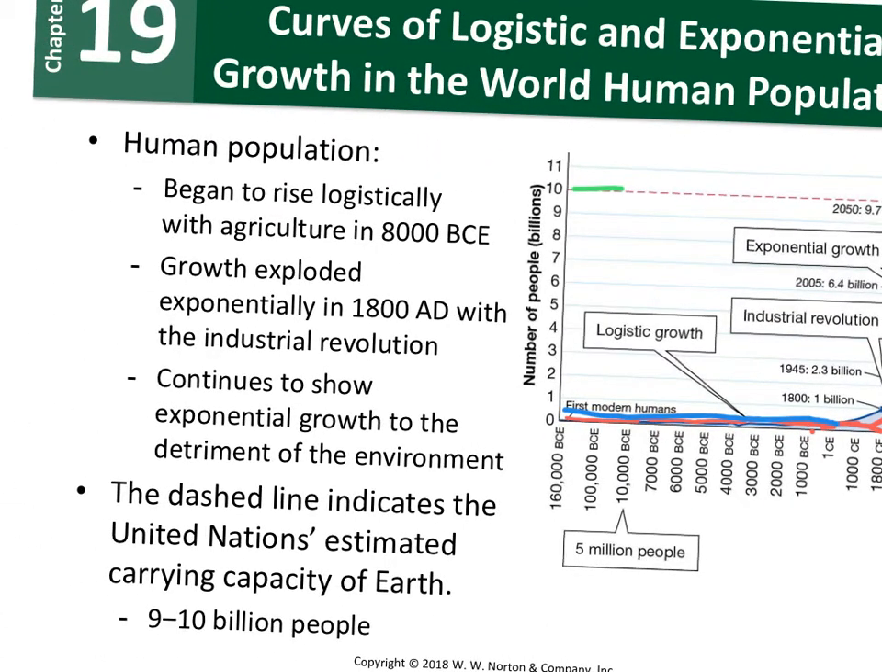So human populations rise logistically with agriculture, 8,000 BCE. That's before the modern era. Growth exploded exponentially with the Industrial Revolution in many parts of the world. It continues to show exponential growth to the detriment of the environment. So we are degrading the environment. The dashed line indicates the United Nations estimate of the carrying capacity of Earth, 9 to 10 billion people, but who knows?